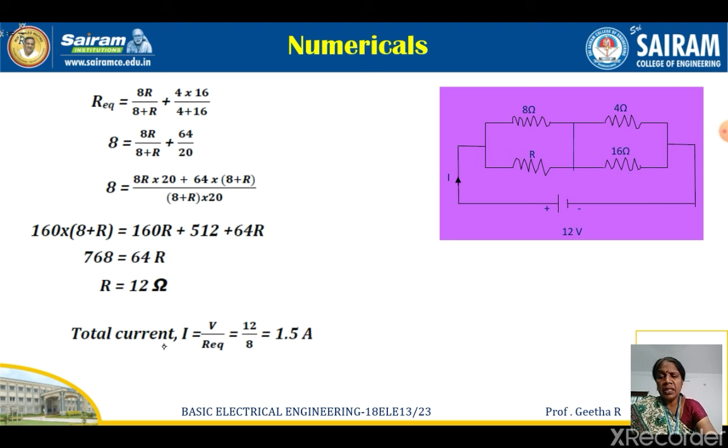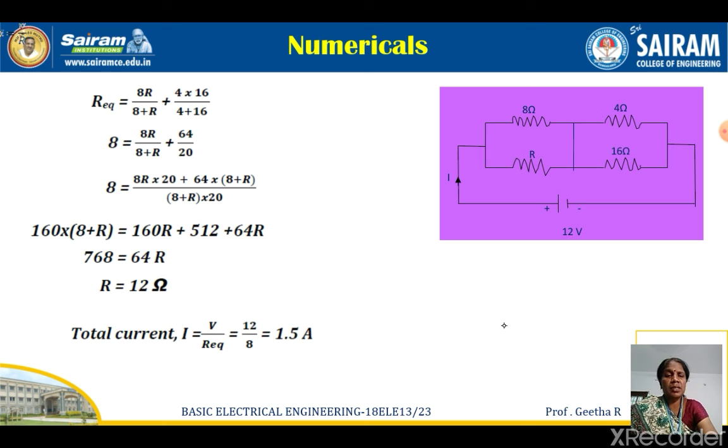So the total current I is equal to V by R equivalent. V is equal to 12 volts, R equivalent is 8 ohms. 12 by 8 gives you 1.5 amps. That is the total current I. If you want to calculate the current through R, you need to calculate the voltage across this, then that voltage divided by R gives you the current through R.